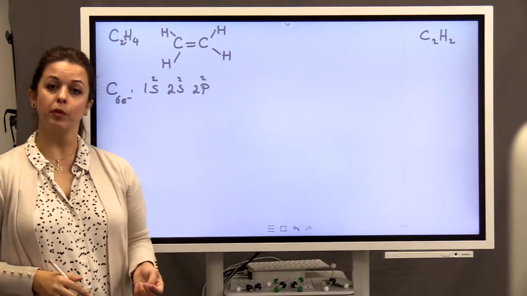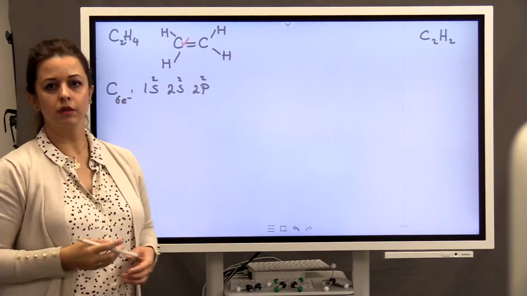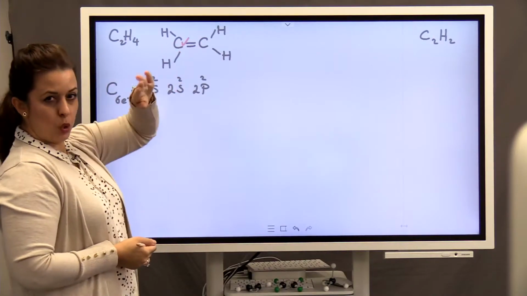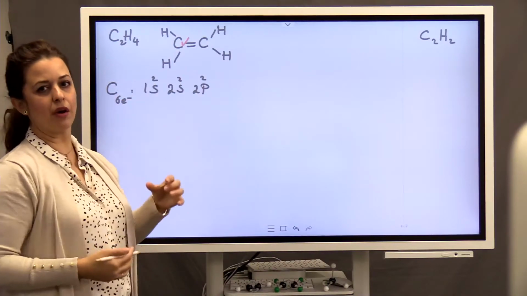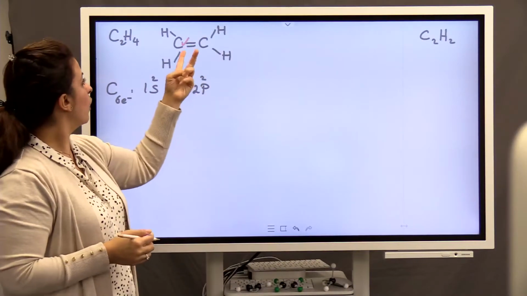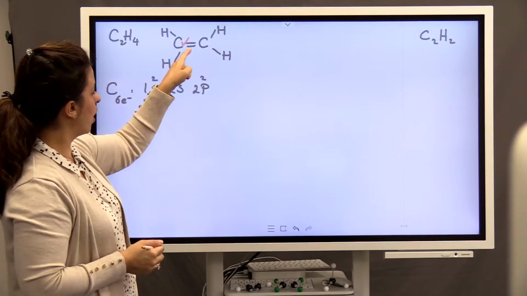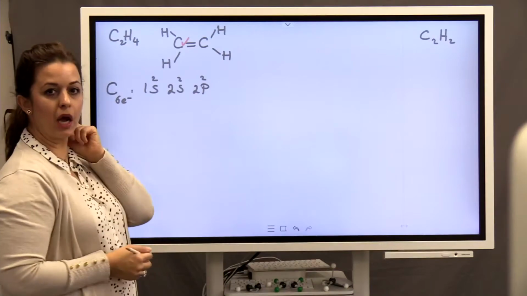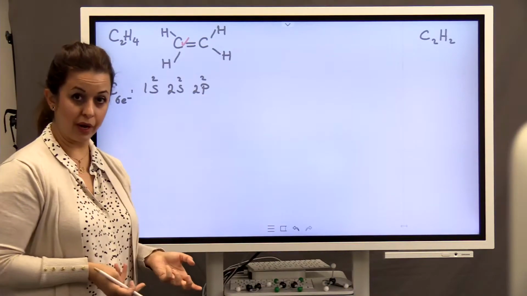What if we have a double bond? I told you not to count the double bond, right? So if you ignore this double bond, how many bonding pairs do you have around each carbon? You have 2 carbons here, right? So how many bonding pairs do you have around each carbon? I count 1, 2, and 3, right? So it seems like I need 3 electrons available, correct?